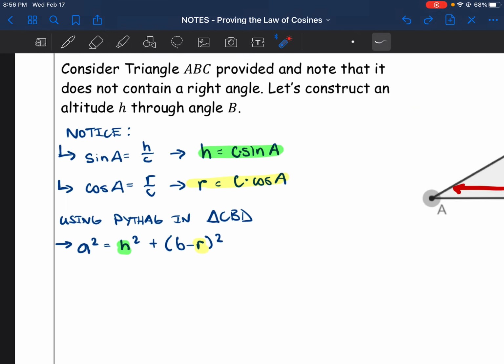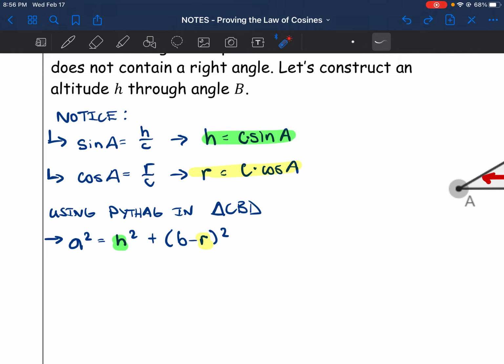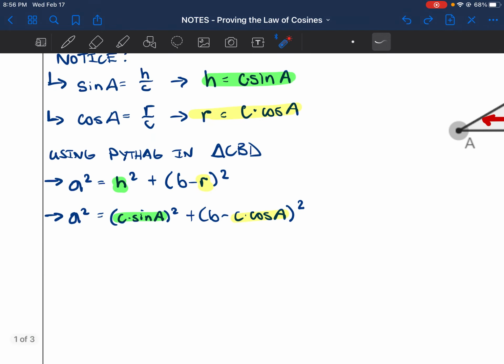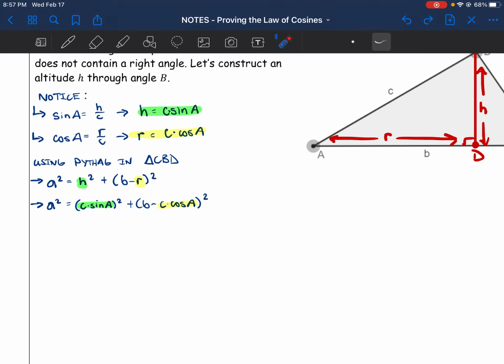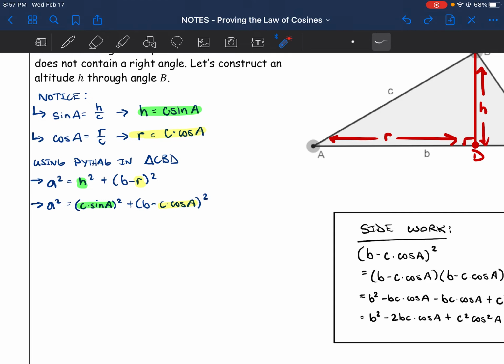Okay, let's do some substitution. This is where we're going to use some algebra. We know that h is equal to c times the sine of A, and r is equal to c times the cosine of A. So plugging in those values, now we have a squared equals (c times the sine of A) squared plus (b minus c times the cosine of A) squared. Now we're going to need to do a little bit of algebra here, especially on this part: b minus c times the cosine of A, all to the second power.